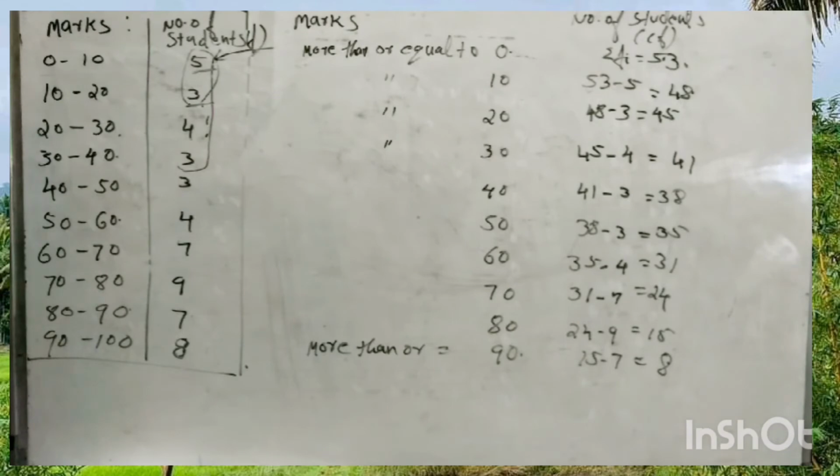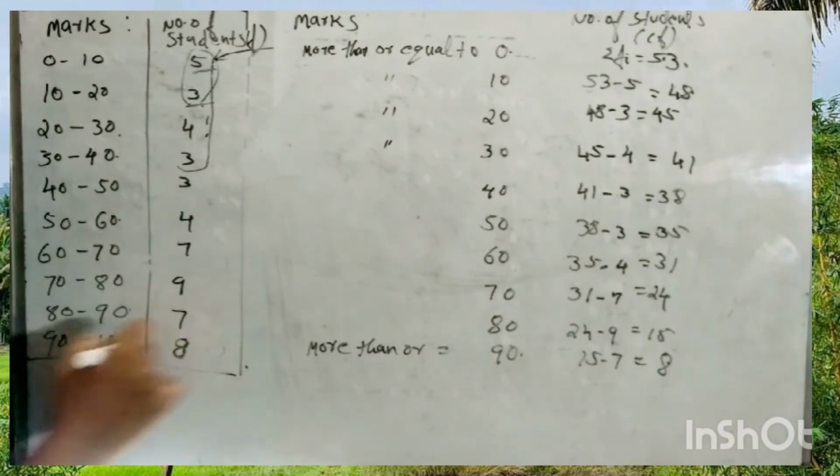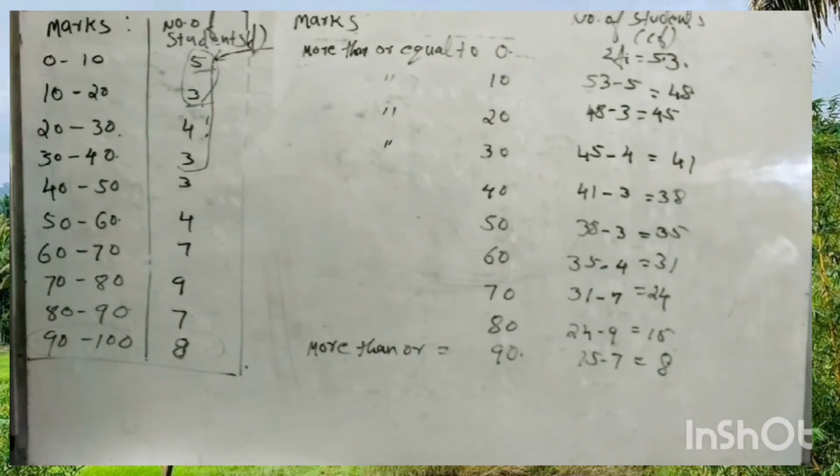Okay. So more than or equal to 90 means we have only one class, that is 90 to 100. That same value we will get there. Now, how can you find out the original table from the more than type table?